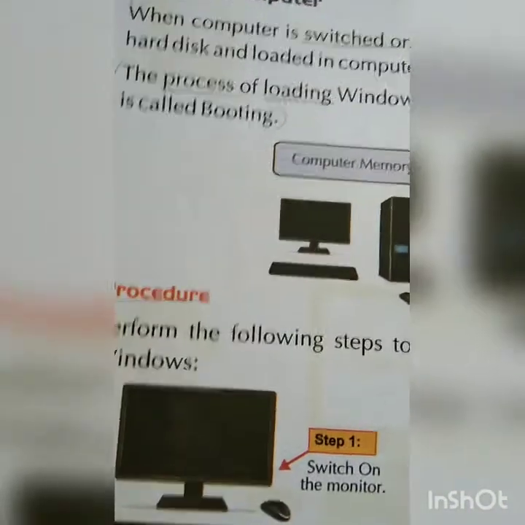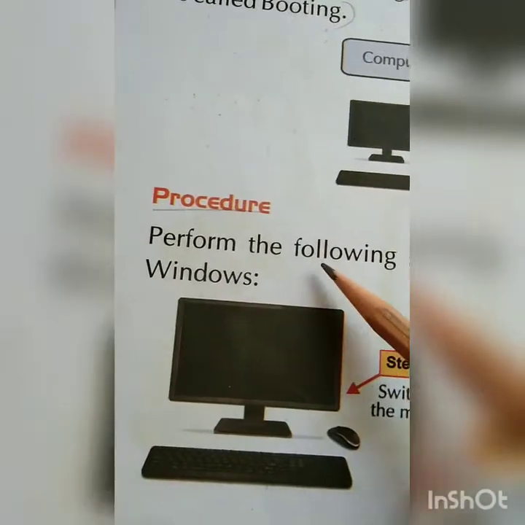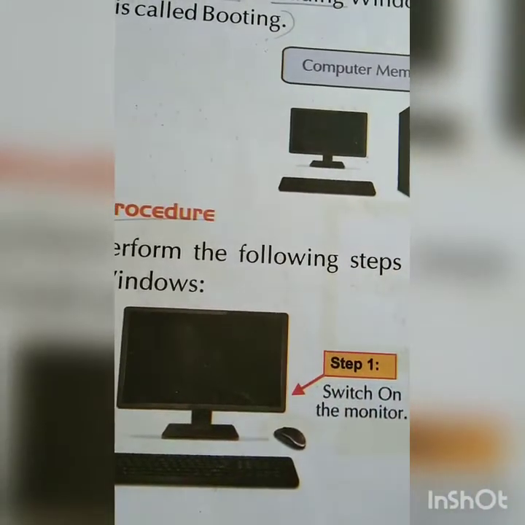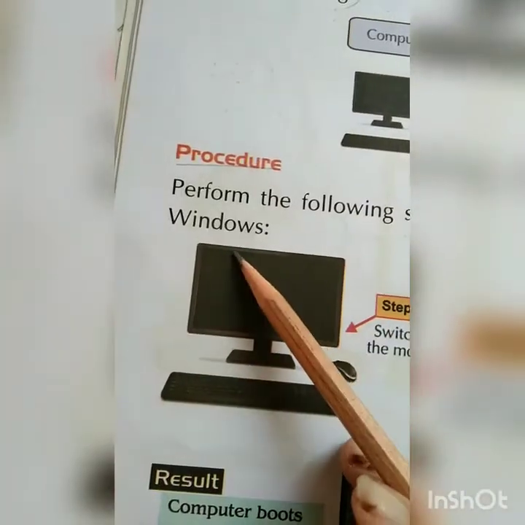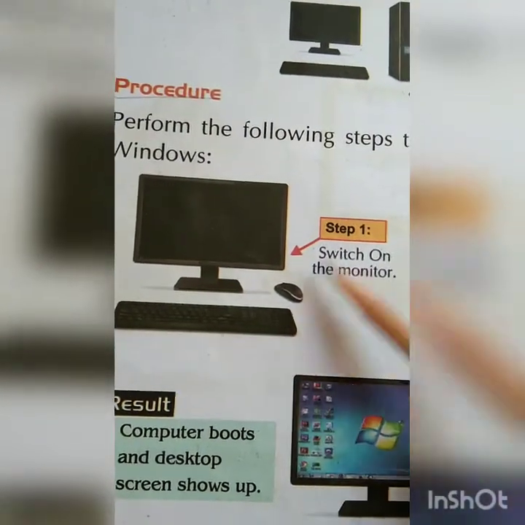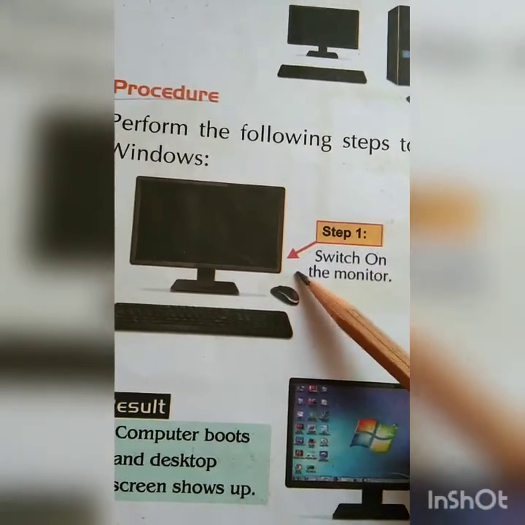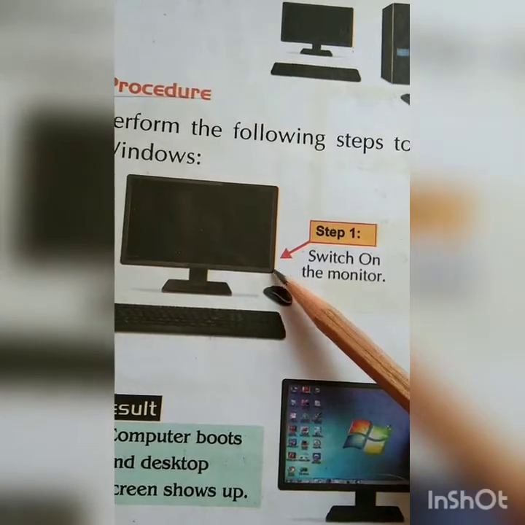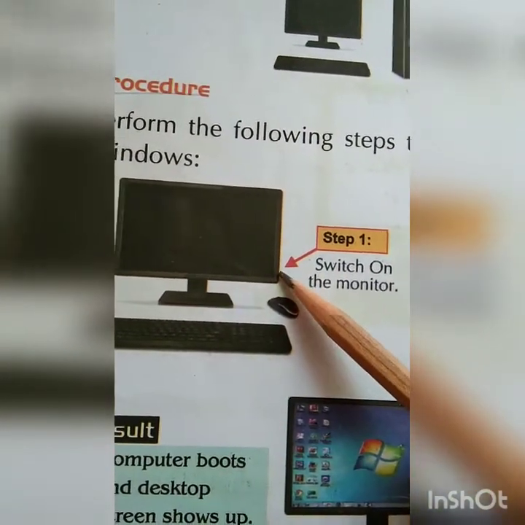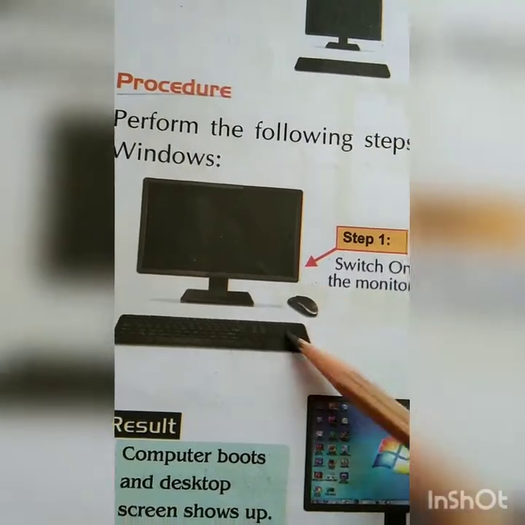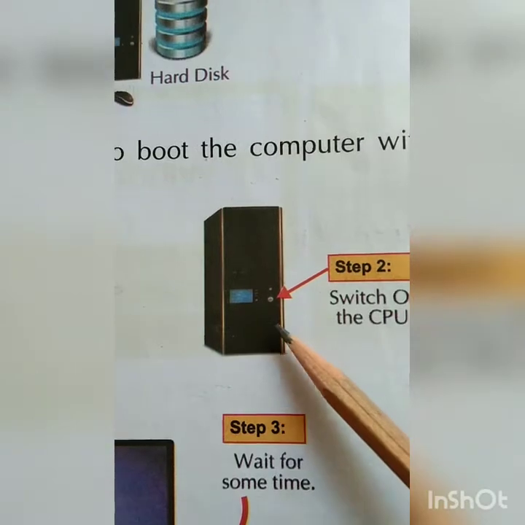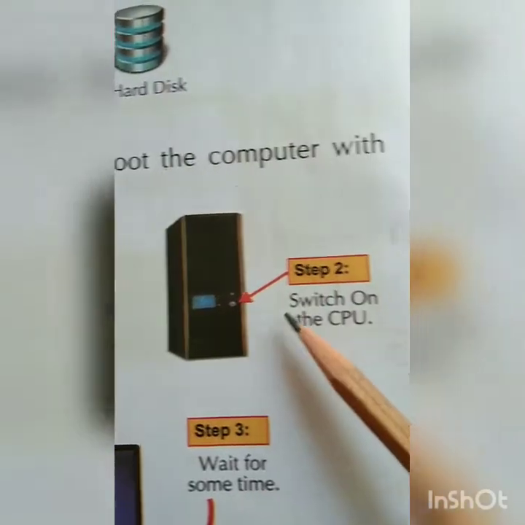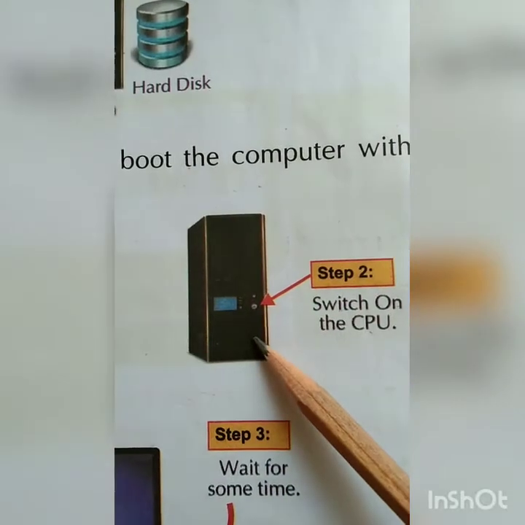Now we will learn stepwise. What is the procedure going on while we switch on and booting is done? Perform the following steps to boot the computer with Windows. See, here is the switch on, as I showed in the above picture. You switch on your computer, and on your monitor you will see that your computer has started its work. You need a mouse, keyboard, CPU, and the screen is loaded with the help of the CPU, and under the CPU the process is done on the hard disk. So switch on the CPU; the CPU also you have to switch on.